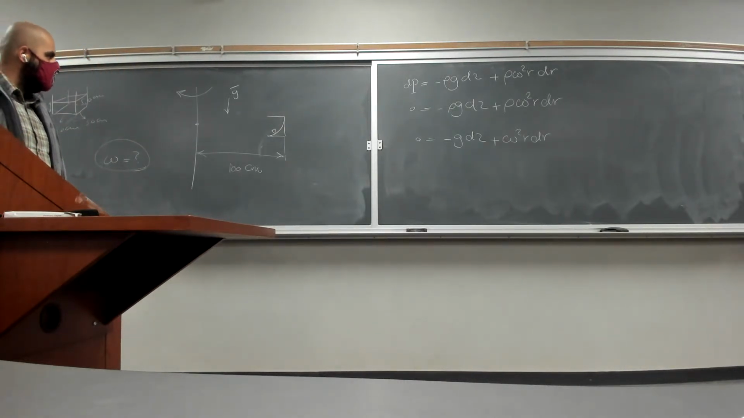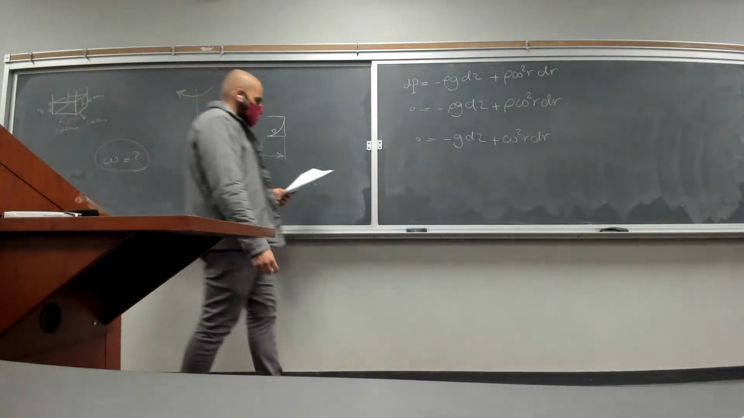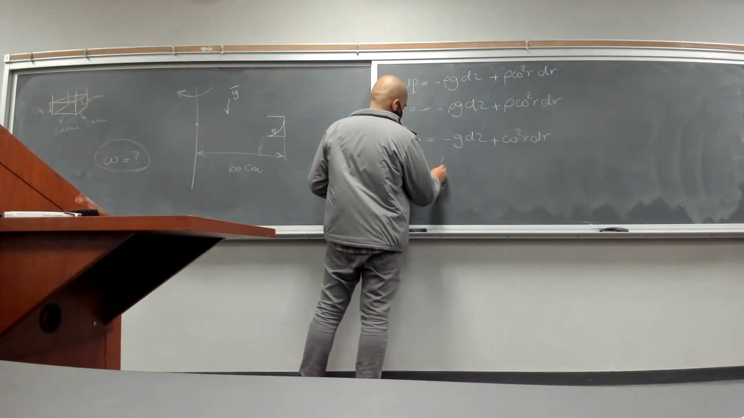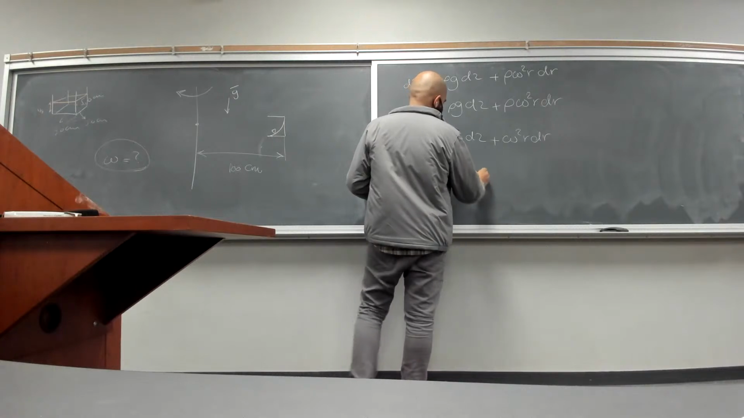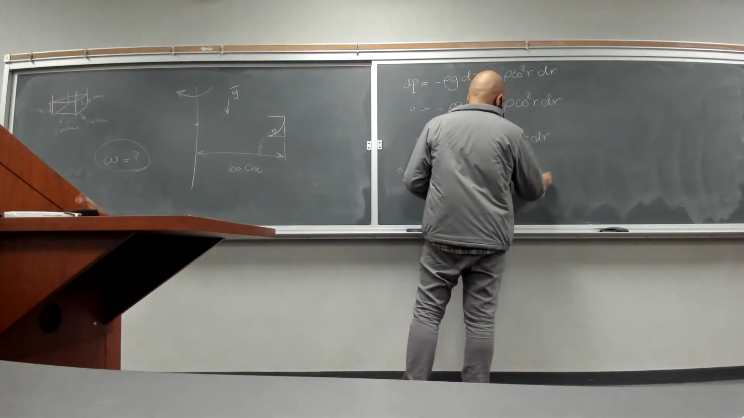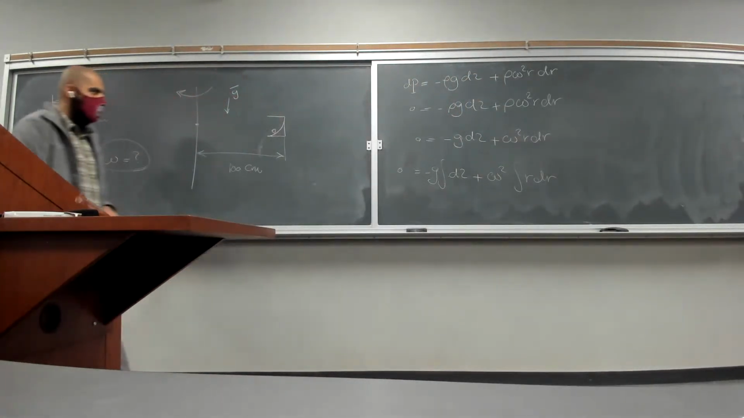If you integrate, you're going to have the integral of, we can take the g out, g times the integral of dz plus omega squared times the integral of r dr. Can we take this integral? That's the first question you need to answer.